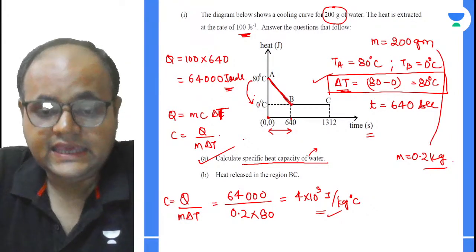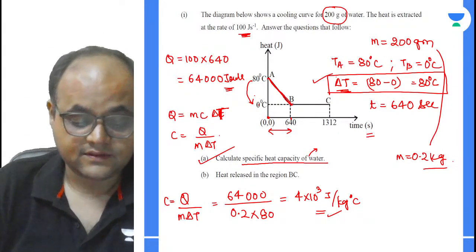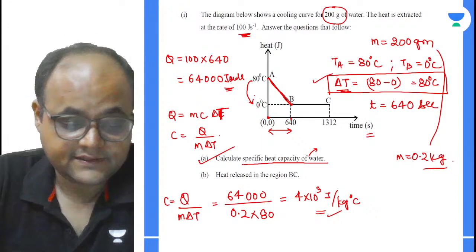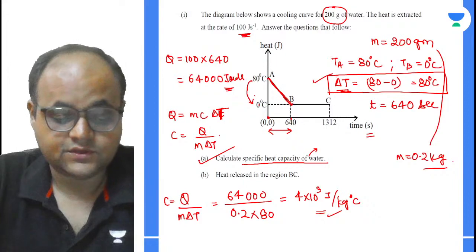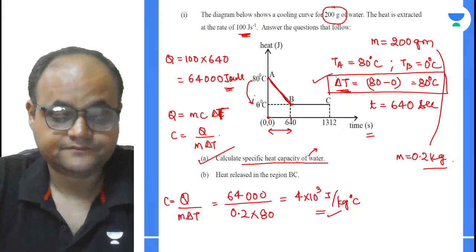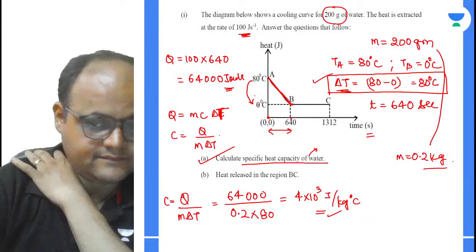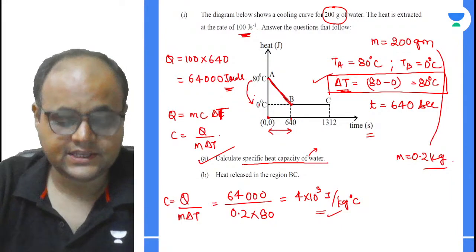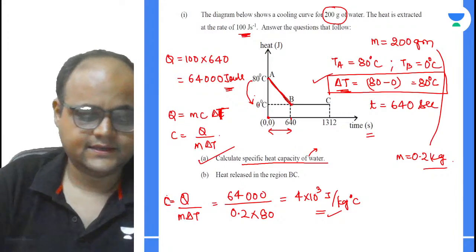They are asking heat released in the region BC. Saundarya, just see the calculation part. I guess you have missed one 0. It's 4,000. It will be 4,000 beta. Okay, it will be 4,000 joules per kg degree centigrade. This will be the value of C, right?